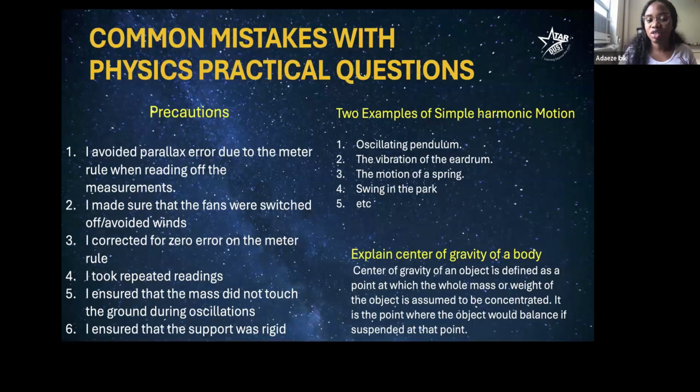Remember, we found that for the ruler. But what does it really mean? So here I have said that the center of gravity of an object is defined as a point at which the whole mass or weight of that object is assumed to be concentrated, right? And it's usually the point where the whole weight of the object lies. And that's the point where if you balance or suspend it, it will stay at equilibrium. It will not fall out. Okay? So that's what center of gravity is about.